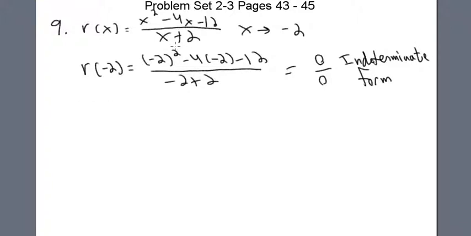Now, indeterminate form means we have a removable discontinuity, which means we are going to simplify the fraction. I need to figure out what is left after I cancel out the x plus 2. Now all I have to do is factor a regular quadratic, not a cubic, so I shouldn't have to do synthetic division for that.